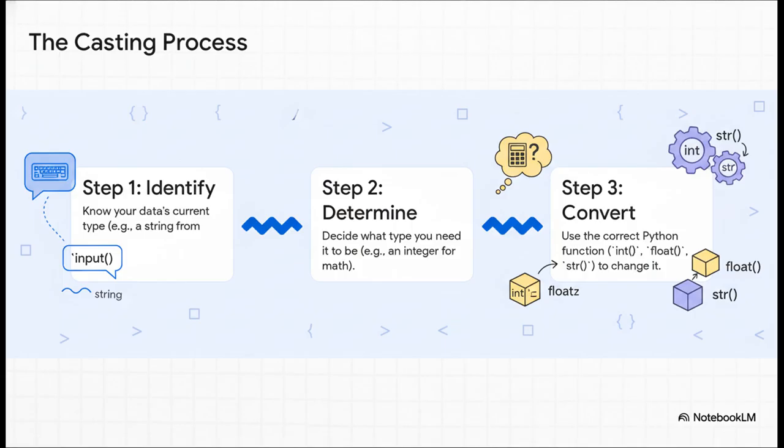Step 1, figure out what you've got. For example, when you use the input function, you always get a string. Step 2, decide what you need. Need to do some sums? Then you're going to need an integer or a float. And finally, step 3, just use the right Python function to make the switch.